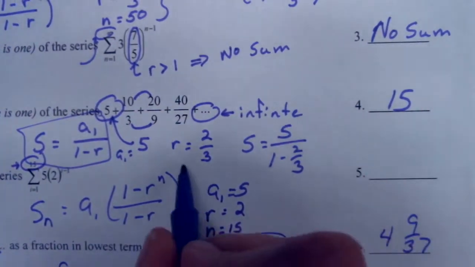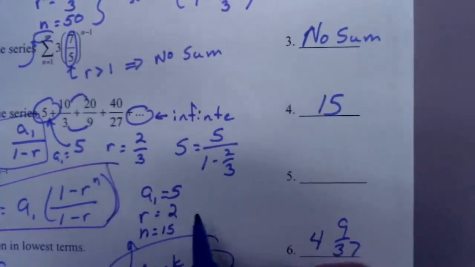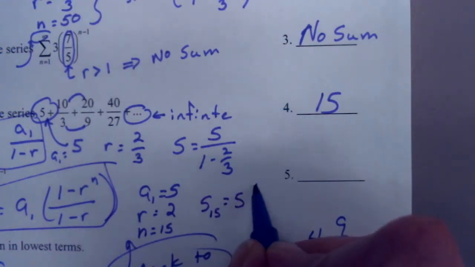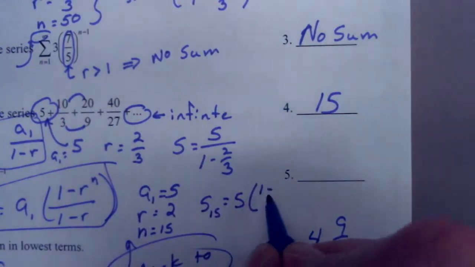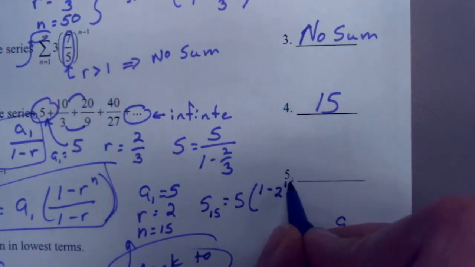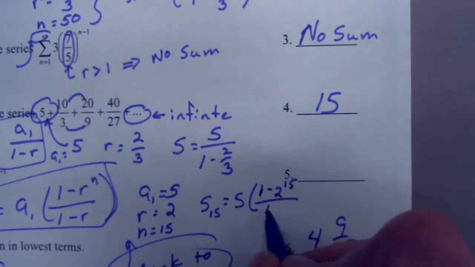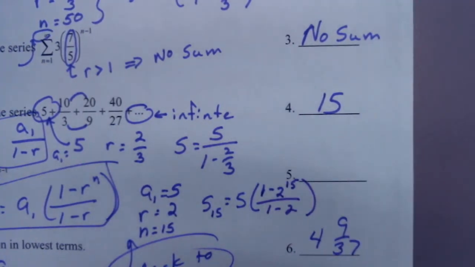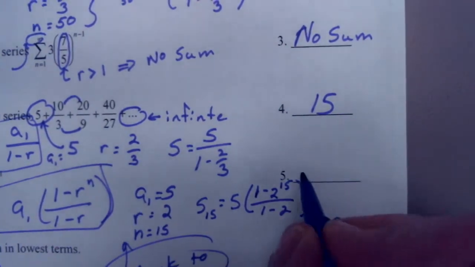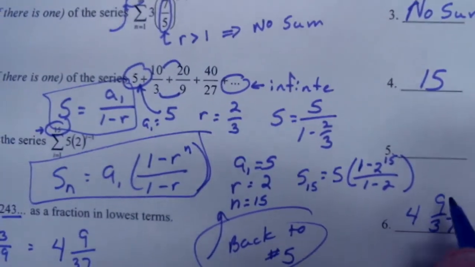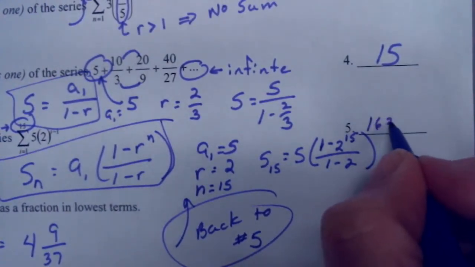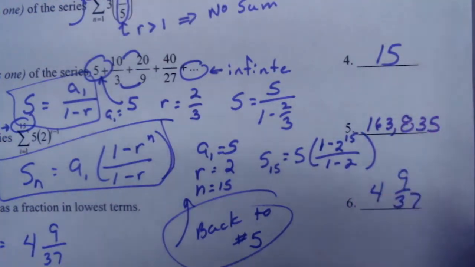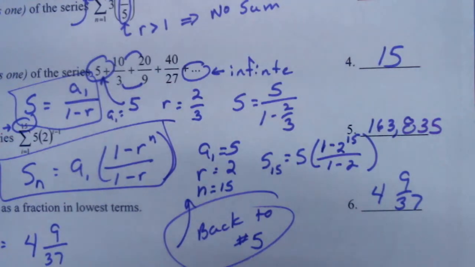Plug all that into this formula right here. The sum of the first 15 terms is equal to 5 times 1 minus 2 to the 15th power over 1 minus 2. All right, that's going to be a nice big number. When you put that all in your calculator, you get 163,835.